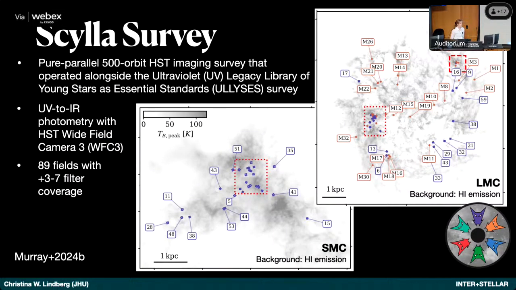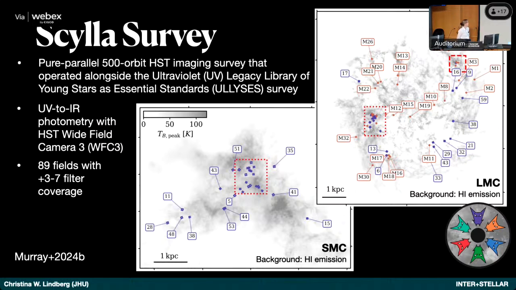For my PhD, I worked on a survey called the SGAL survey. This is a pure parallel 500 orbit HST imaging survey. It was operated alongside the ULLYSES survey. Essentially, every time ULLYSES took spectra of a massive star somewhere in the Magellanic Clouds, we oftentimes got to open Wide Field Camera 3 at a slight off angle and get some extra data, trying to get as much filter coverage as we could.